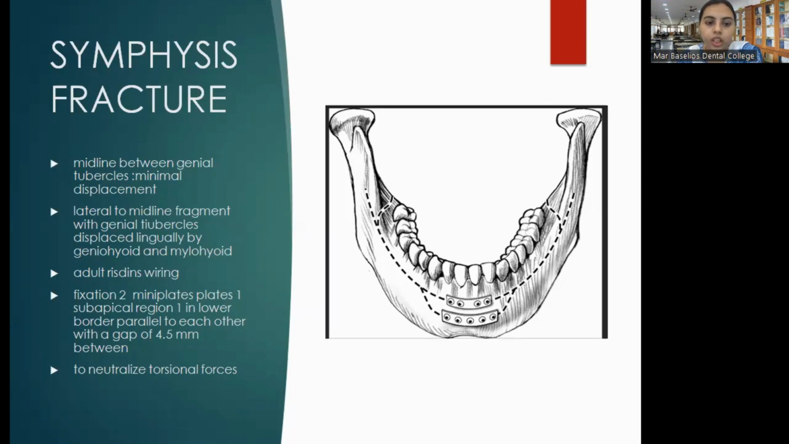Now, in adults, we can give distance wiring, and according to Champy's principles, we can give fixation of two mini plates, one in the subapical region and one at the lower border, parallel to each other with a gap of 4.5 millimeters. Why do you give it in the subapical region? Because not to injure the roots of the tooth. We give it below the roots of the tooth, and the other plate we give at the lower border. Why do we give two plates? To neutralize the torsional forces.